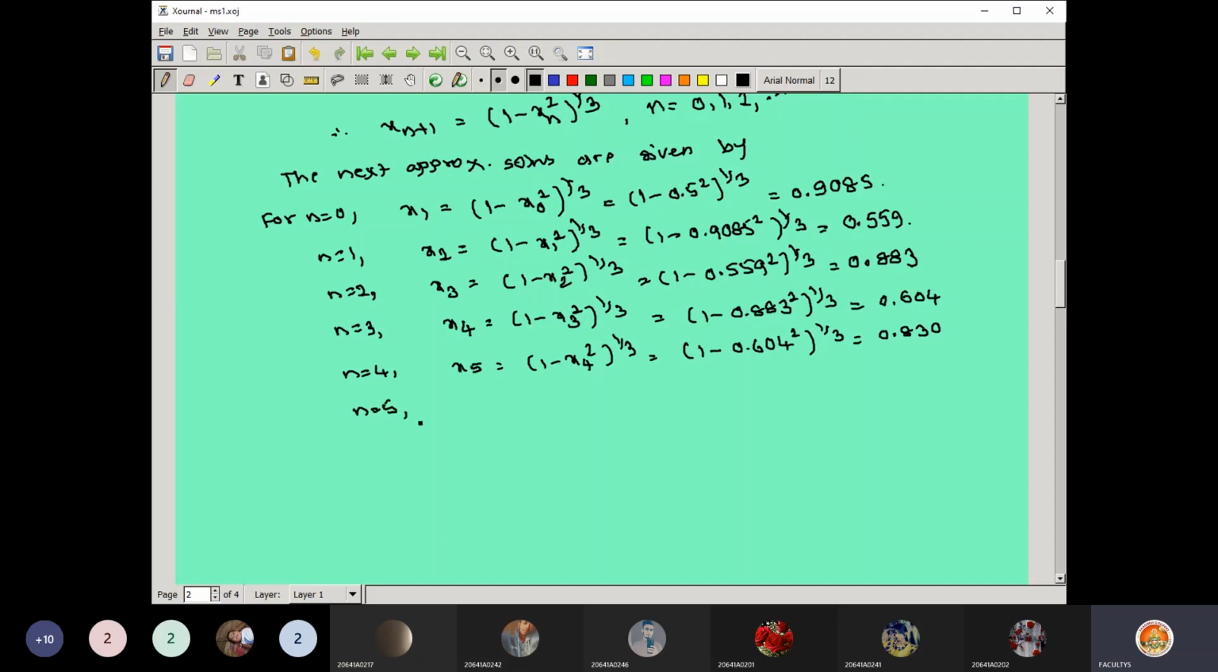So I'm going to the next, n equal to 5, let's do x6. It is (1 minus x5 squared) to the power 1 by 3. So it is 1 minus 0.830 squared, whole power 1 by 3. Is it 860? No sir, it is not 830 there. Okay, 860 is x5. Right. Then you substitute here also.